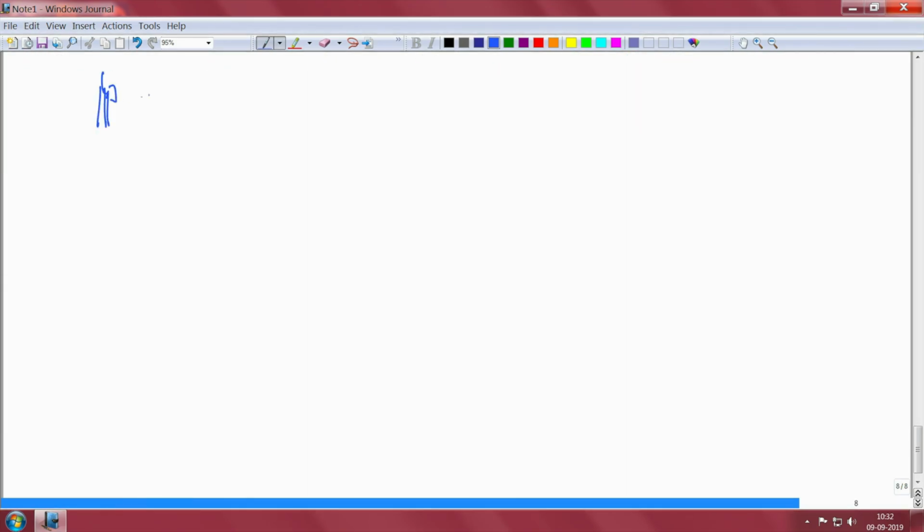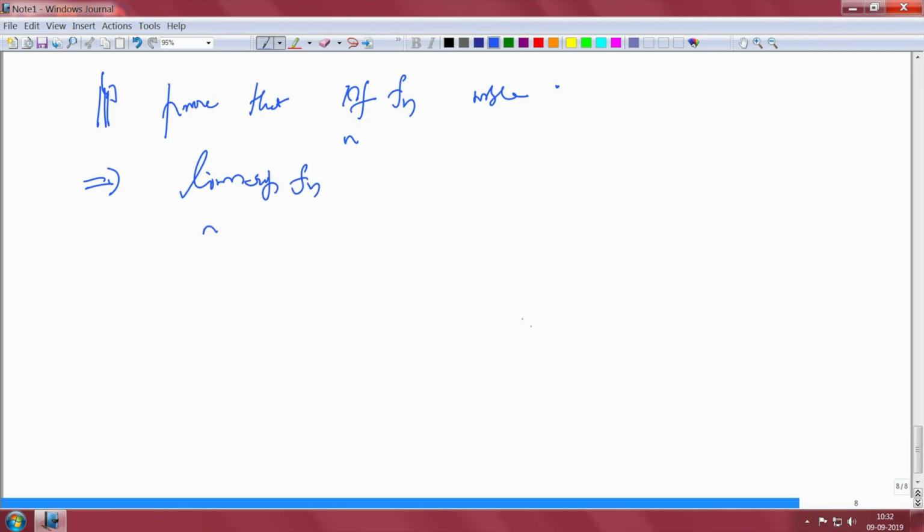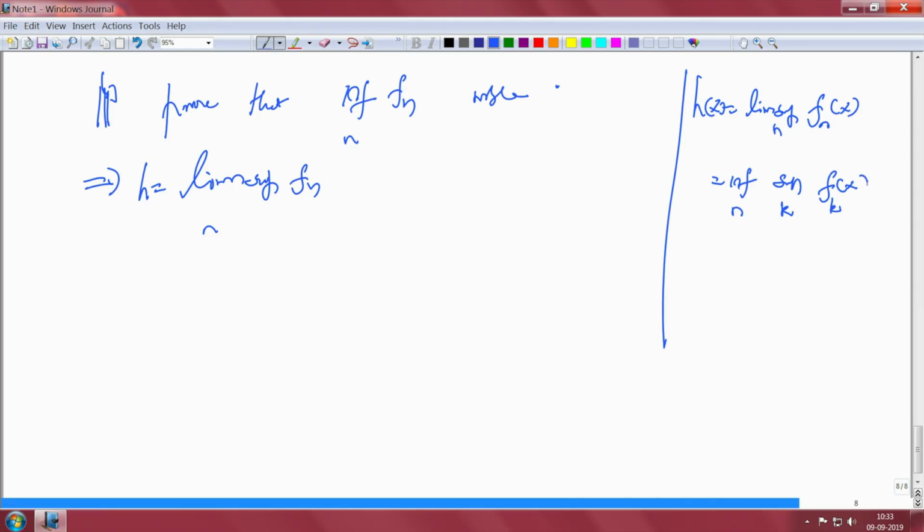Similarly, prove that infimum of Fn's are also measurable. Okay, same proof. So, this would imply that lim sup of Fn, well, how is this defined? So, let's call this h. How is this defined? H of x would be lim sup of Fn of x, right. What is this? This is infimum over n supremum over k fk(x), right. That is the definition of lim sup.